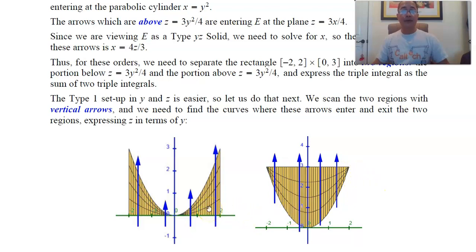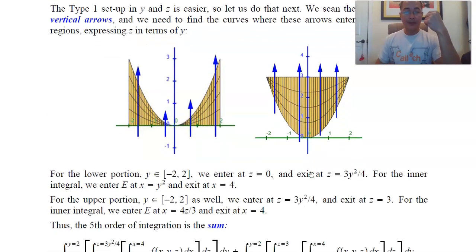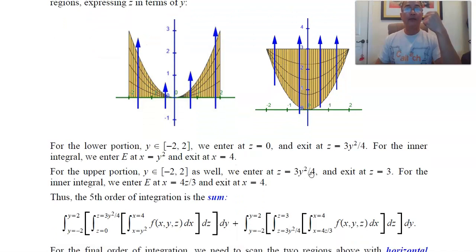Okay, for here, the arrows will enter on the parabolic cylinder, which is x equals y squared. So we don't have to touch that because x is a function of y and z, and we will exit at x equals 4. Okay, so our integral has that form. There it is, that's what I said.